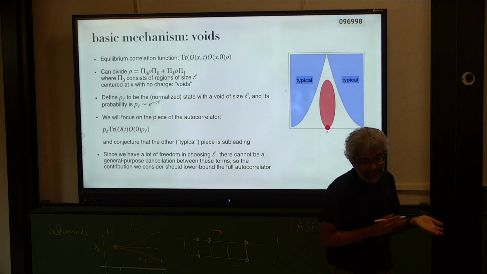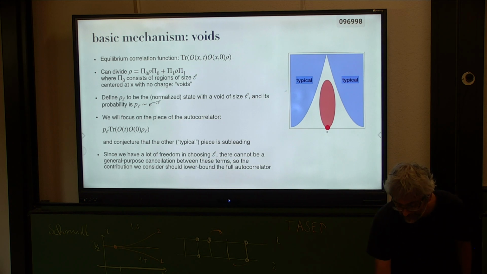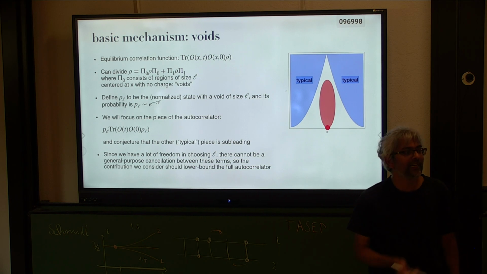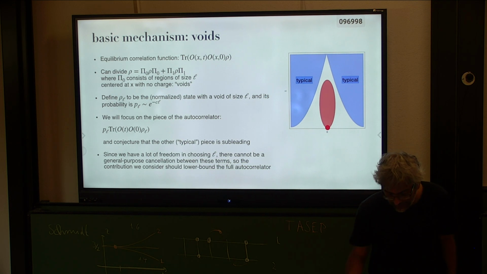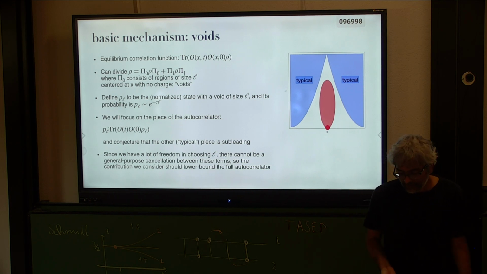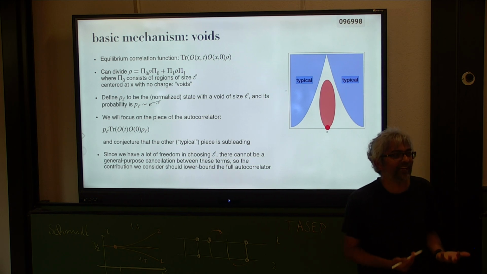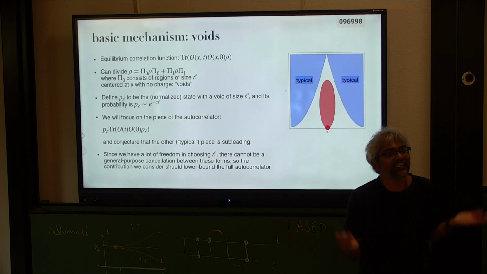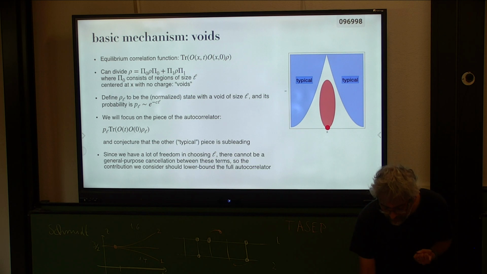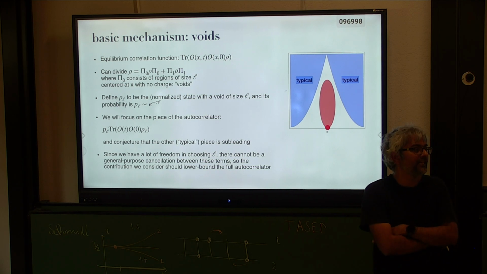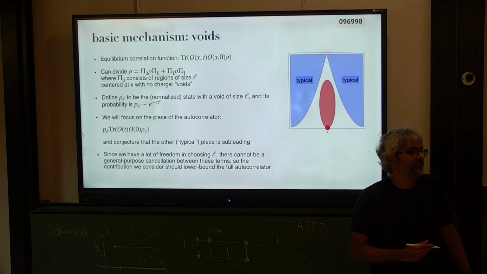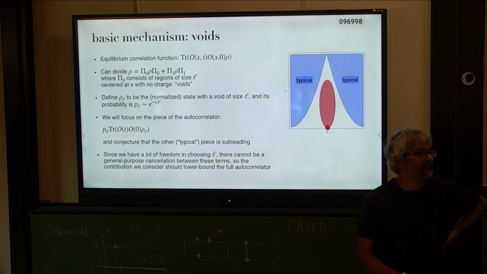And so I can divide my initial density matrix into stuff that has the void and stuff that doesn't have the void. And I can say my correlation function is a sum of two pieces. So here, this is in general an assumption, but it seems a reasonable assumption. You cannot really have cancellations between these two pieces because they're chosen in sort of totally independent ways. And so if this piece decays sub-exponentially, you would expect the full thing to decay sub-exponentially because there's no mechanism for it to be cancelled out by the typical regions.